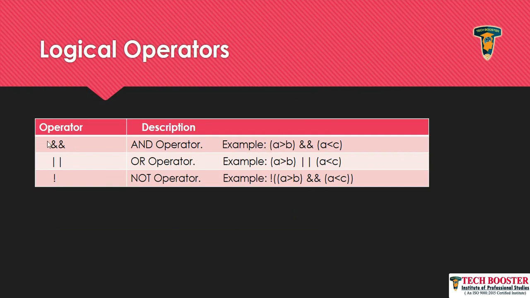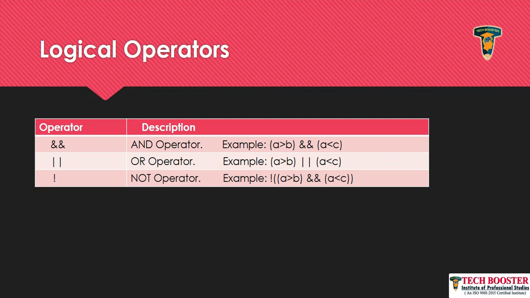AND basically means if you are considering two different conditions, and if both of your conditions are satisfied, in that case your output will be true. If either one of your condition is not satisfied, in that case your output will be false. If I talk about my OR operator, if either one of your condition is satisfied, your output will be true. If neither of your condition is satisfied, in that case your output will be false. Or if both of your conditions are satisfied, in that case also your output will be true.